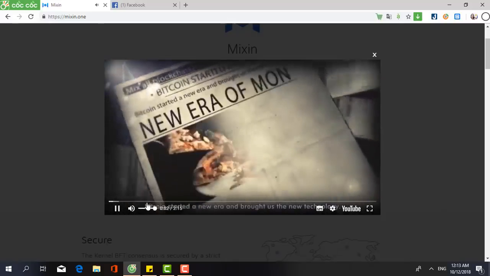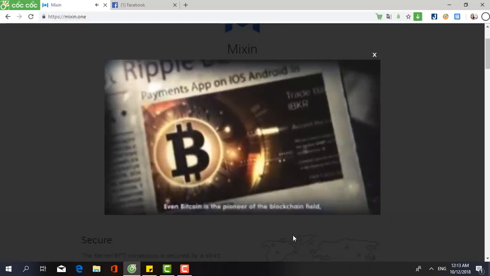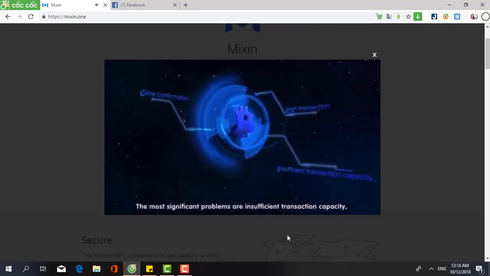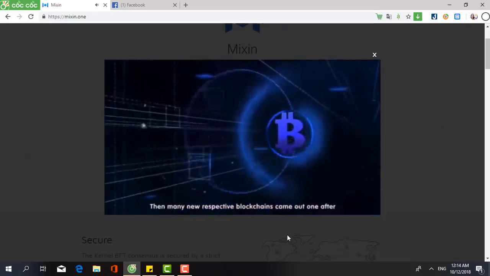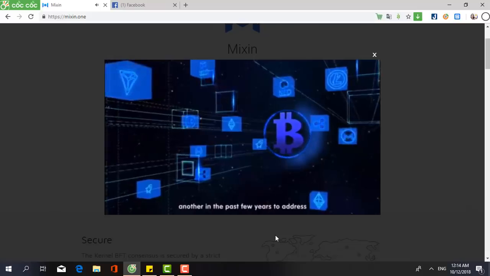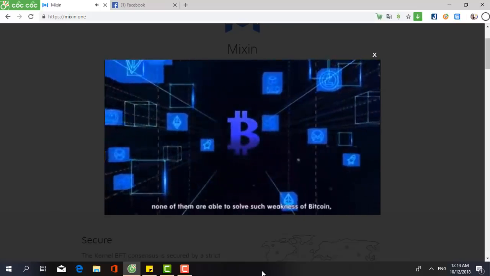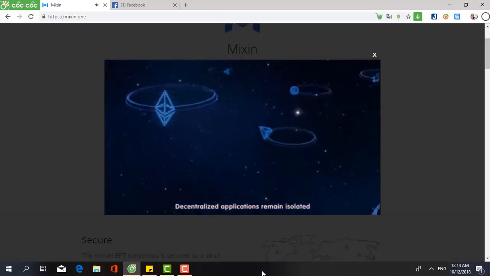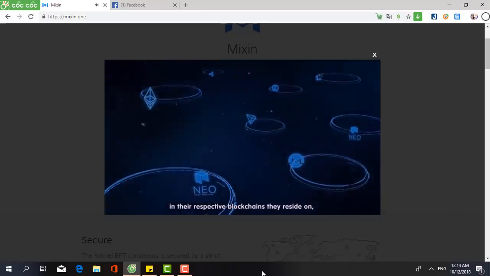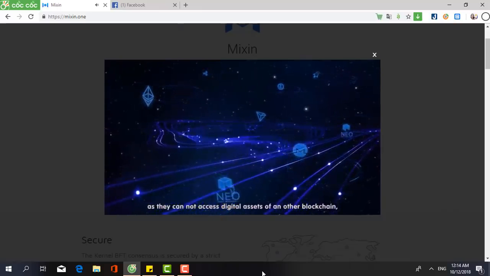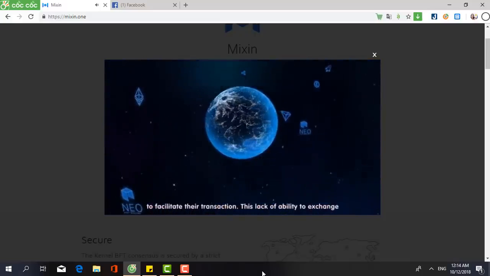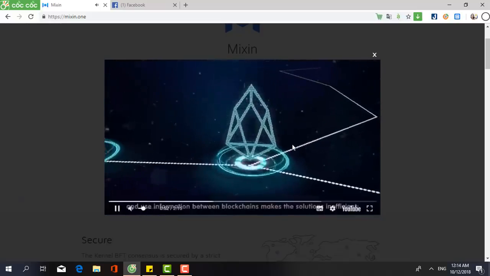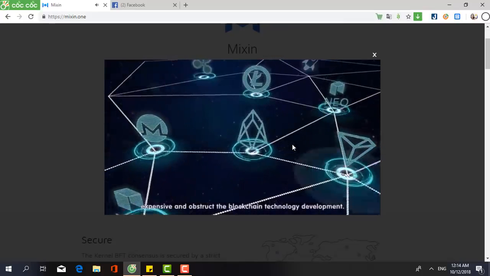Started a new era and brought us new technology. Even though Bitcoin is the pioneer of the blockchain field, it suffers from fast-growing adoption. The most significant problems are insufficient transaction capacity, slow confirmation, and high transaction fees. Then many new respective blockchains came out one after another in the past few years to address the shortcomings of Bitcoin. However, none of them are able to solve such weaknesses of Bitcoin, nor are they able to interoperate with each other. Decentralized applications remain isolated in their respective blockchains, as they cannot access digital assets on other blockchains. To do so, they have to depend on a centralized exchange to facilitate their transactions. This lack of ability to exchange and use information between blockchains makes the solutions inefficient. It makes the process slow and expensive and obstructs blockchain technology development.